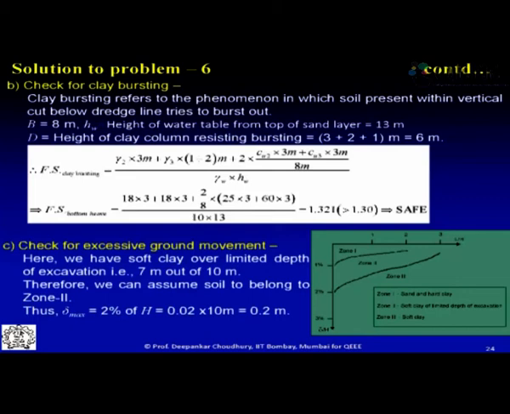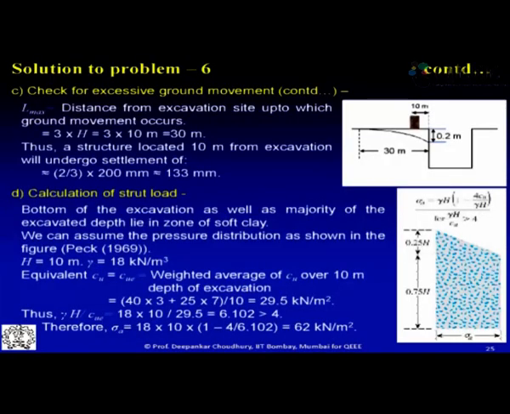Now we have to check the excessive ground movement, how much excessive ground movement we should see here. You can see among those 10 meter excavated depth, most of the portions are in the soft clay layer, about 7 meter, and we can consider then it is in zone 2 as per the PECK chart, that is soft clay within a limited depth of excavation. So maximum delta possible at the face of this wall is nothing but 2% of H. H is now 10 meter, so 0.2 meter can occur at the face.